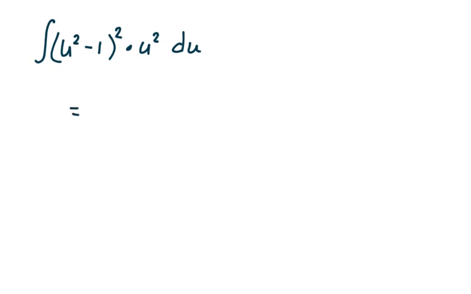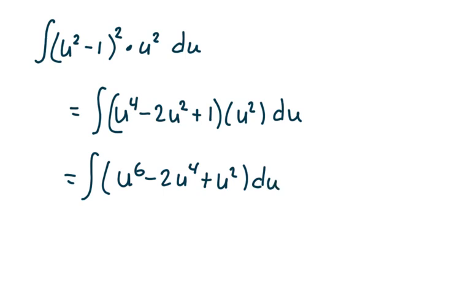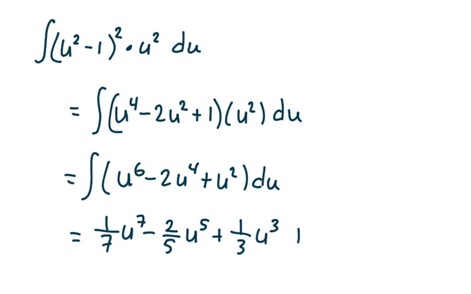If I square that out, I get the integral of u to the 4th minus 2u squared plus 1 times u squared du, which is the integral of u to the 6th minus 2u to the 4th plus u squared du. All I did was distribute the u squared inside. And so I get 1/7 u to the 7th minus 2/5 u to the 5th plus 1/3 u cubed plus c.